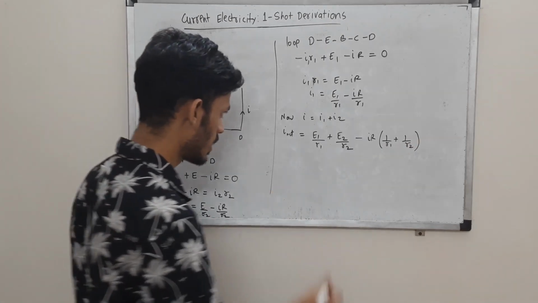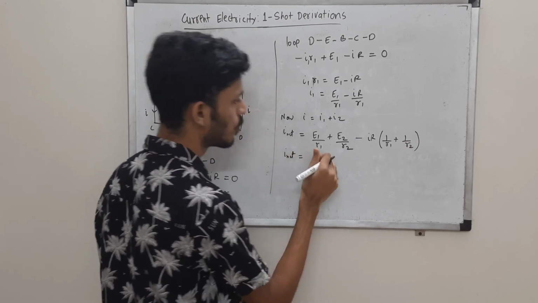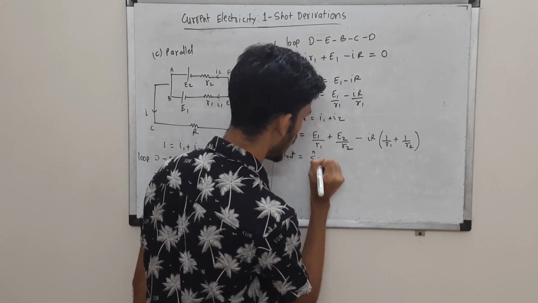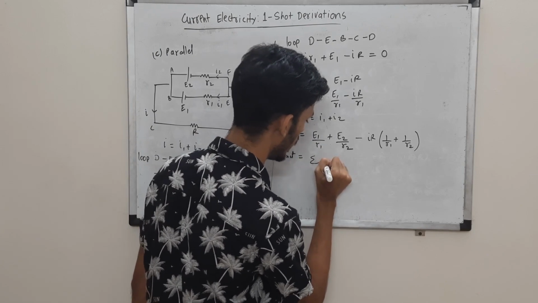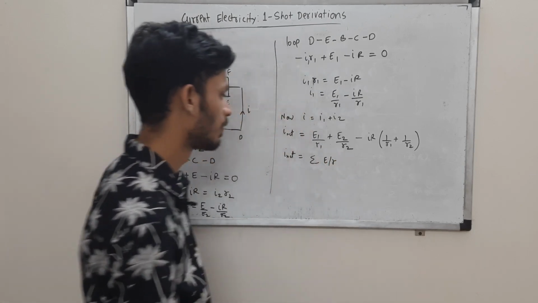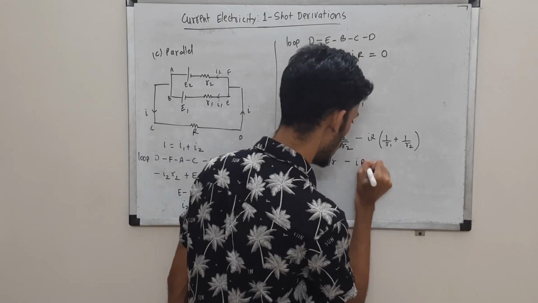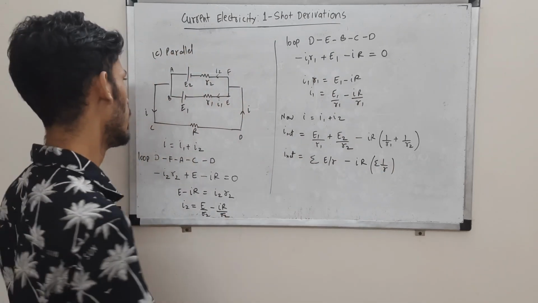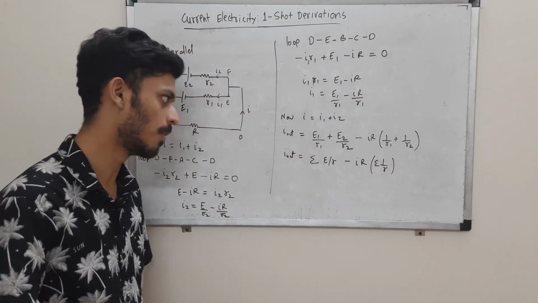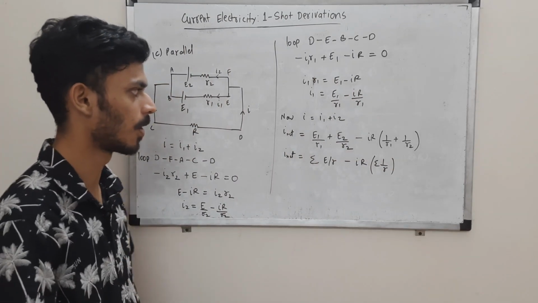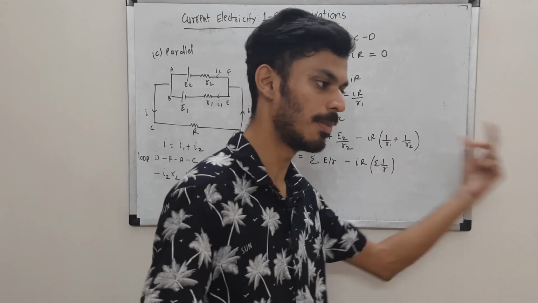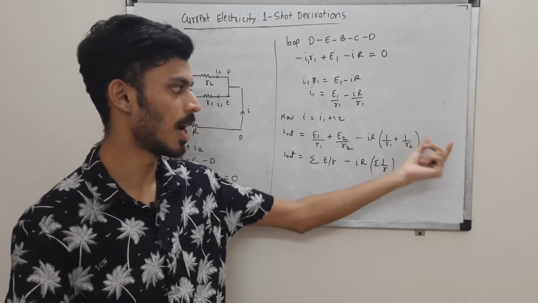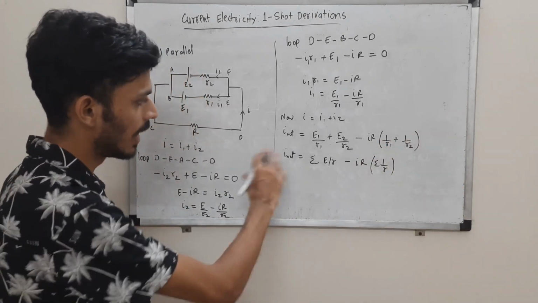Now you can generalize this. In place of those two cells you have n general cells. You can say the summation, I running from 1 to n, or you can neglect the I. Basically you can write it in short as summation of E by R, minus IR times summation of 1 by R. The summation will run from 1 to n, the number of cells in parallel. So we'll have E1 by R1, E2 by R2, plus E3 by R3, and so on up till En by Rn, and here also minus IR, and again 1 by R1 plus 1 by R2. So you can write this in a general way.